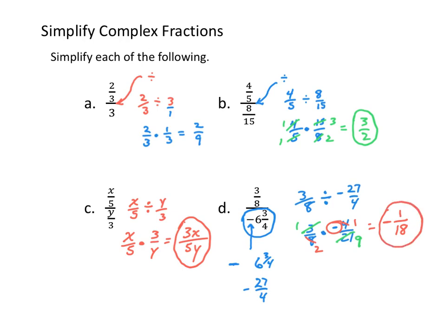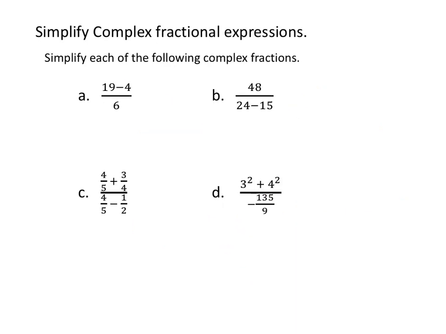Okay, check to see how you did. And let's go on. Now these complex fractions have math problems in the numerator or the denominator or both. So in that case, you have to do the math and then do the math again. Okay, well, some of them are not that hard. Like on A, 19 minus 4 is 15. This is just 15 over 6.